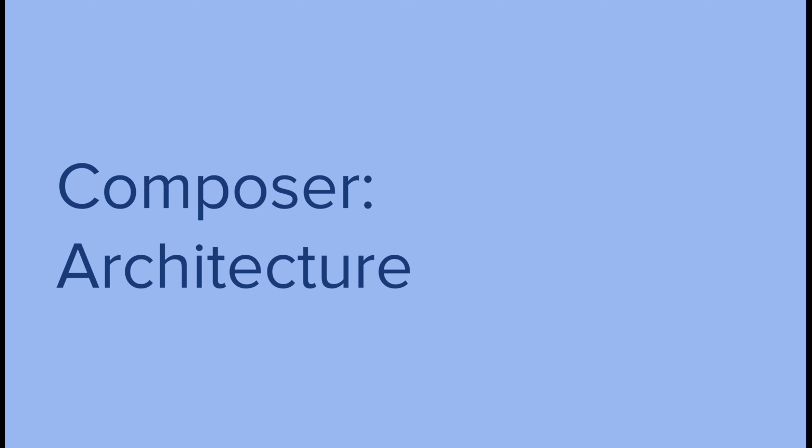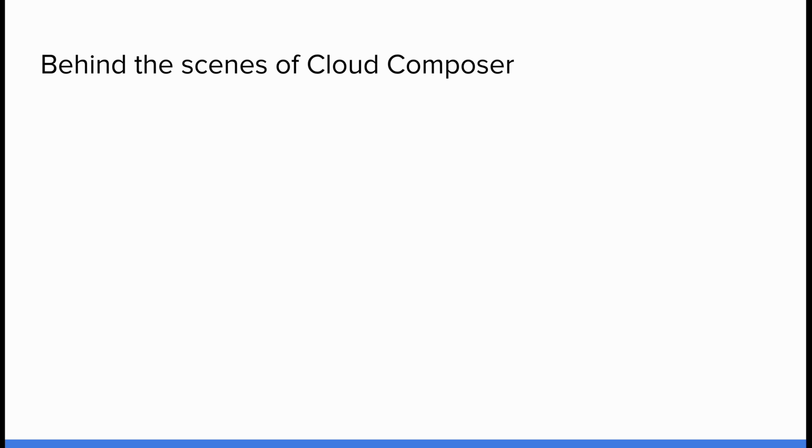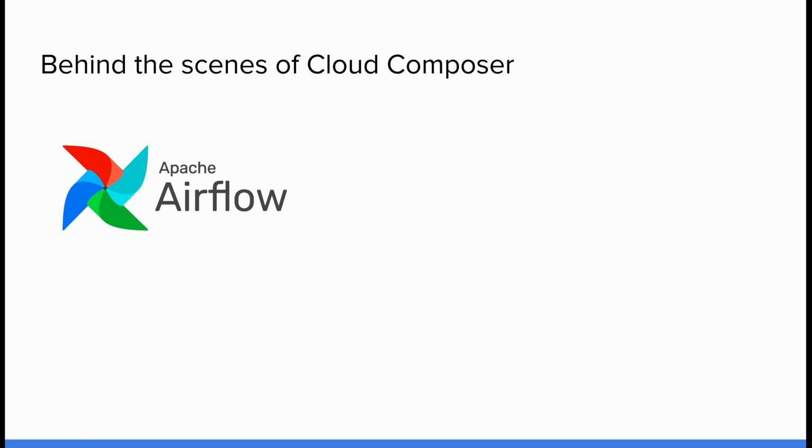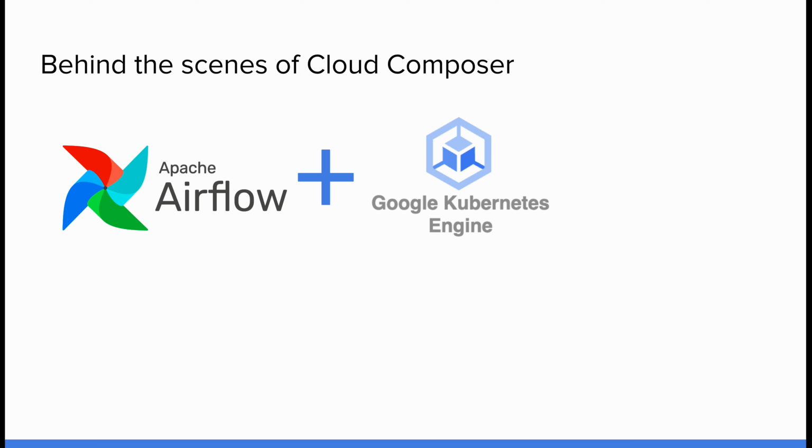Now let's look at the architecture behind Cloud Composer. Cloud Composer is basically three technologies put together: Apache Airflow, combined with Google Kubernetes Engine, combined with Google Cloud Storage. Let's go through the role that each of these plays.